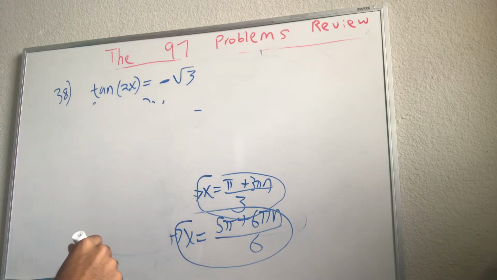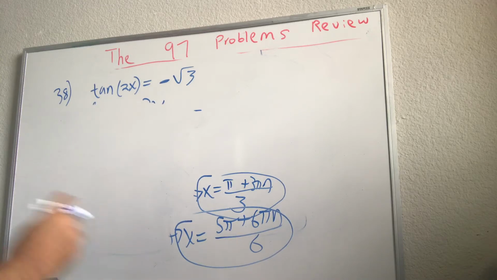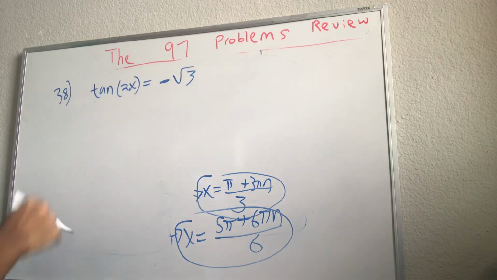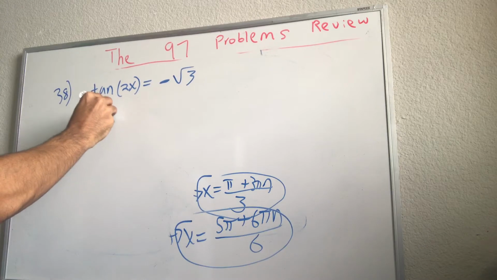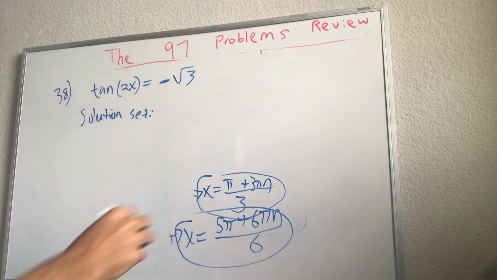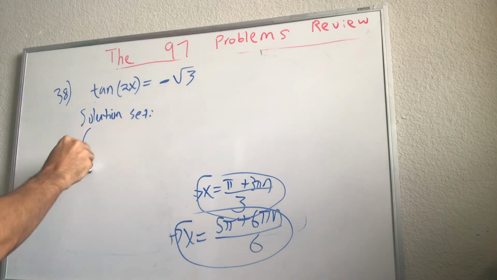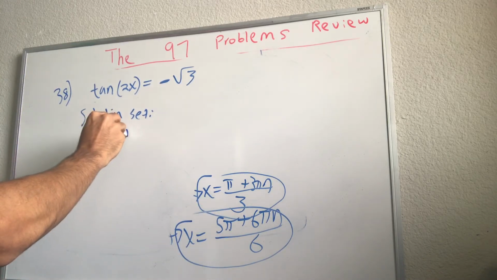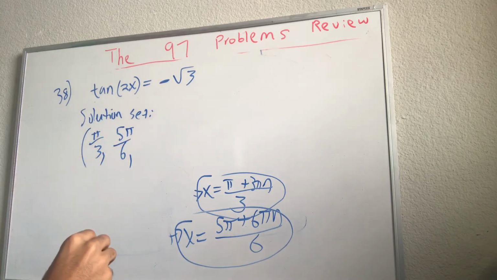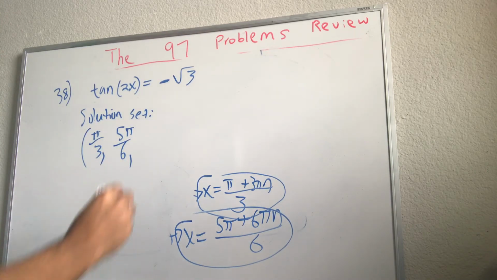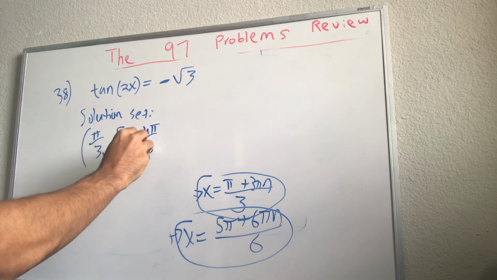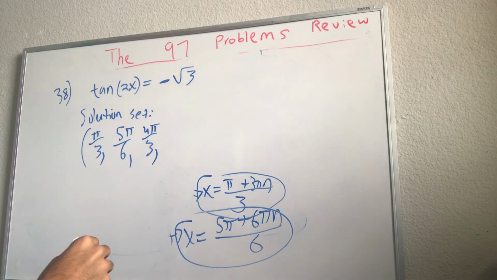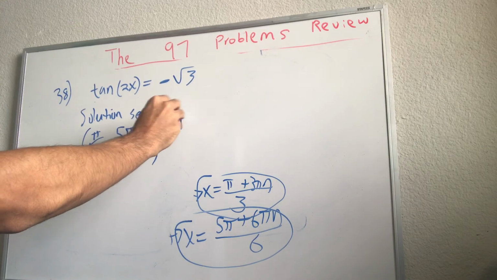Now we're trying to find the solution set here. And so really for the solution set, we will be again plugging in values in for n. So we can plug 0 in for n. So our solution set here, we plug in 0 in for n, we get pi over 3. Then we get 5 pi over 6. We have these two values here, and then we can plug 1 in, so we get 4 pi over 3. And then we get 11 pi over 6.